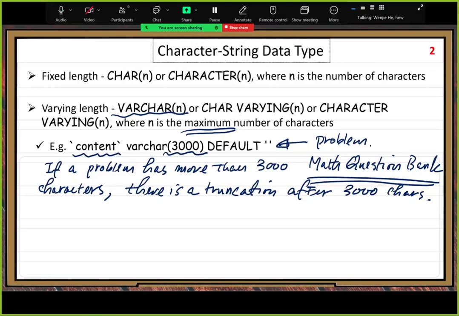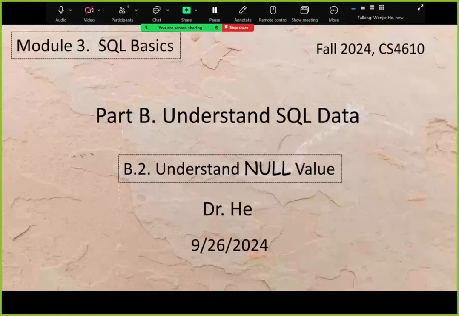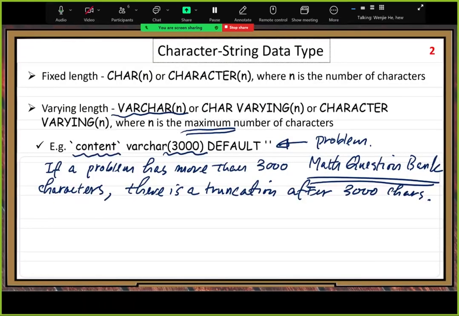This problem, you need to consider a better way to solve it, because you don't want to lose any data, right? You don't want to lose any data. Okay. So here, there is another question related to this fixed length. Later we will talk about that, but because we are here, let me just say something about it.